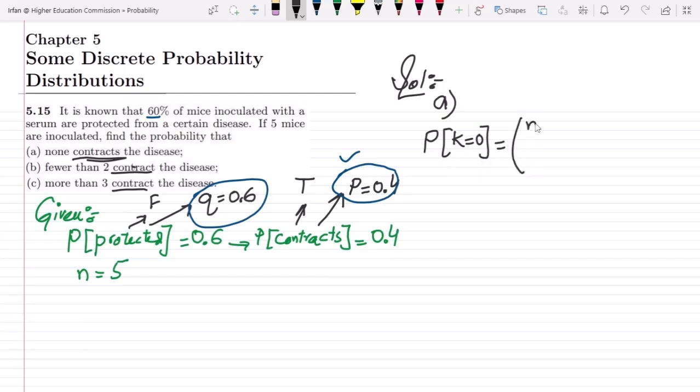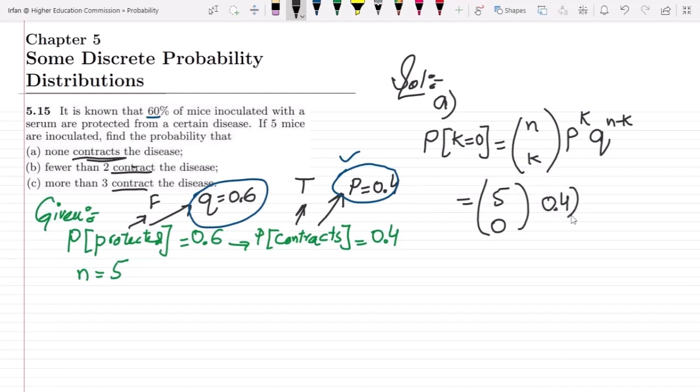Okay, so here we have to use n choose k, p to the power k and q to the power n minus k. We have all these values. So let me write the value of n, which is 5, choose 0, which is given here, and p is 0.4 with respect to 0, and q is 0.6, and it would be raised to 5 because 5 minus 0 is 5. Let me find them out.